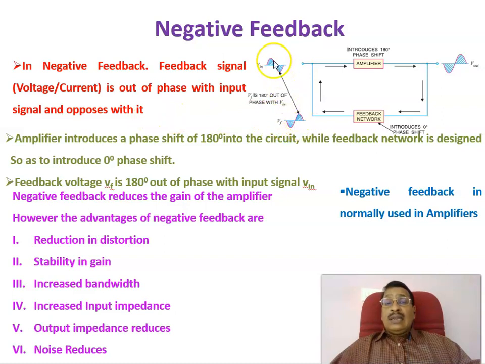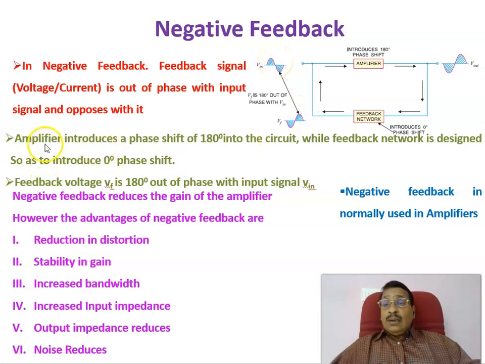Therefore, this signal is 180 degrees out of phase with the input signal, or we can say that this signal is subtracted from the input signal. The resultant signal is given to the amplifier. The amplifier introduces a phase shift of 180 degrees. In this case, the amplifier is introducing a phase shift of 180 degrees, while the feedback network is designed so as to introduce zero phase shift. The 180 degree shift is in a common emitter amplifier. If you consider, the output is 180 degrees shifted from the input, and the feedback provides a zero phase shift, so that the output is 180 degrees out of phase with the input.